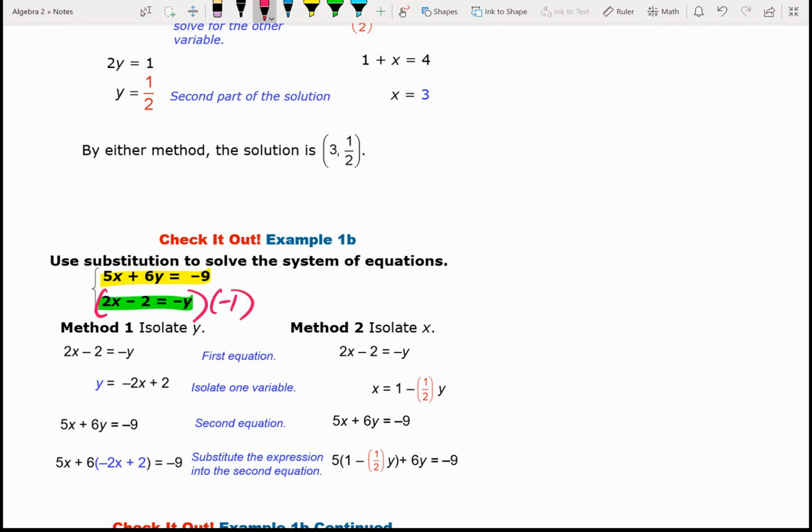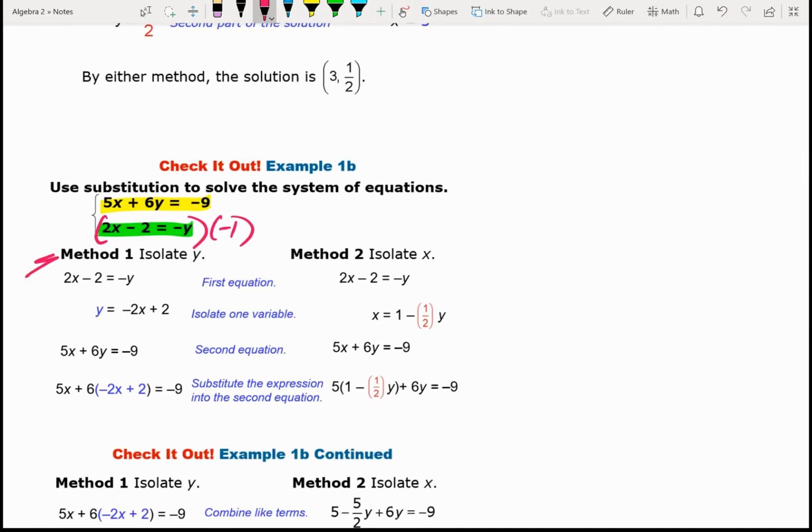And that will give me, I guess we're looking at method 1 here, y equals -2x plus 2. The positive 2x becomes negative, the -2 becomes positive, and the -y becomes a positive y. So now I have y is equal to -2x plus 2. All right, so that's what y is. Then I'll take what y is and substitute it for the y in the top equation.